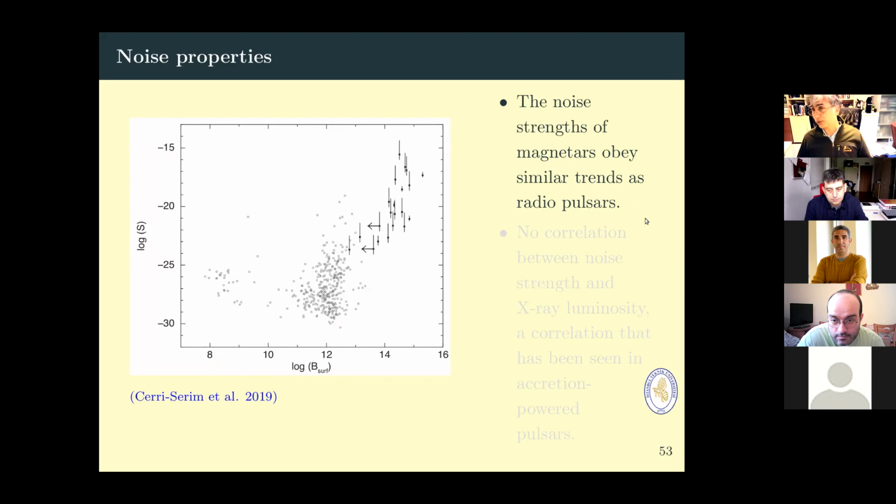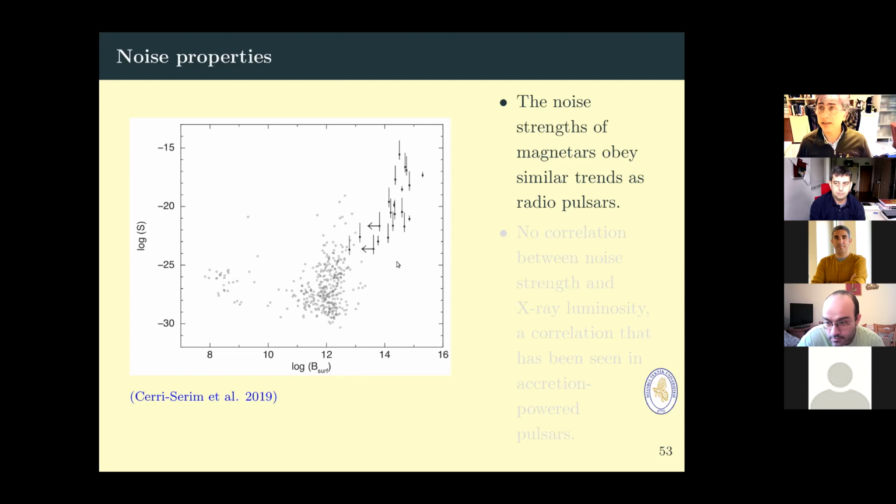We have been observing X-ray pulsars and their noise properties for a long time. And recently, Çerri-Serim et al. have shown that the noise strength in these rotationally powered pulsars and the magnetars just are a continuation, right? Which is expected if they are not accreting objects, but isolated objects altogether.